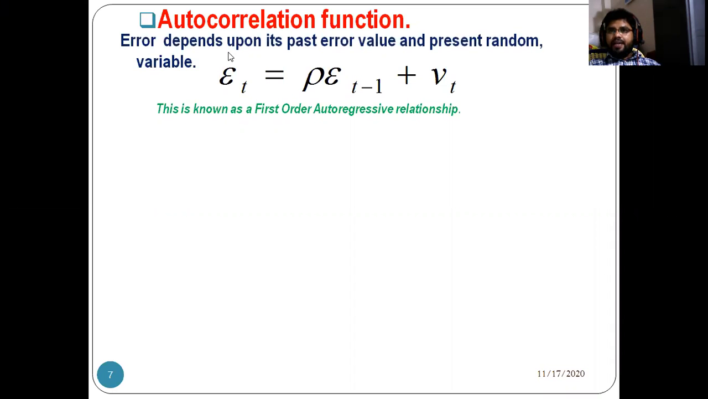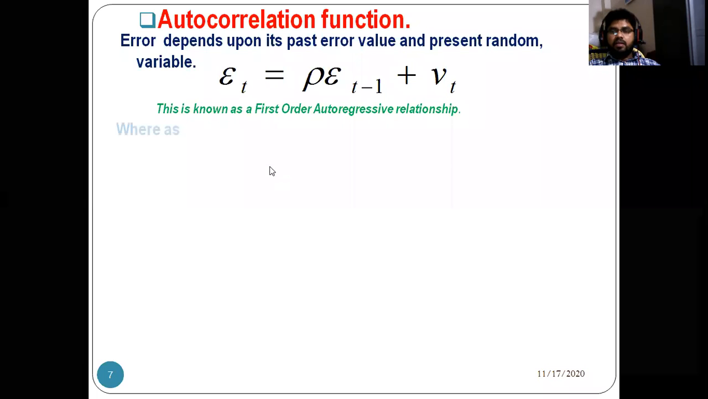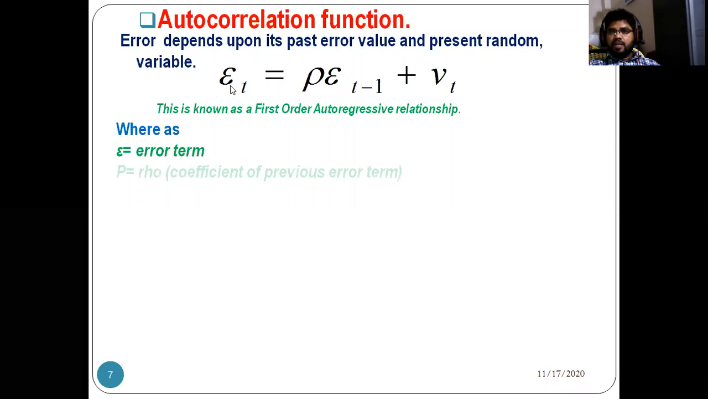As I told you, the error depends upon its past error, its previous error value, and the present random variable, which is market condition or market decision. Here epsilon is the error term, rho is the coefficient of the previous error term, and v t is the random error term.